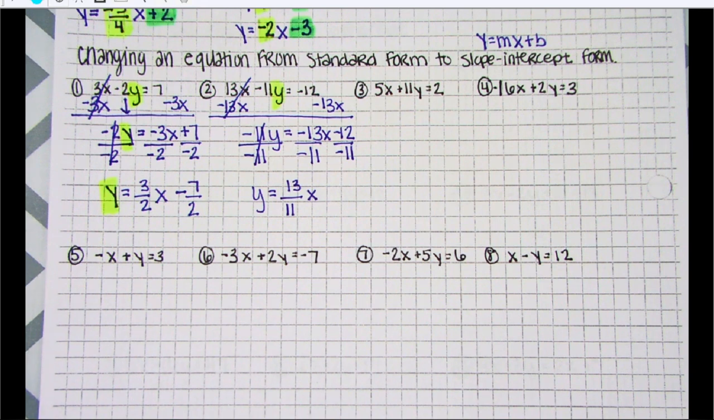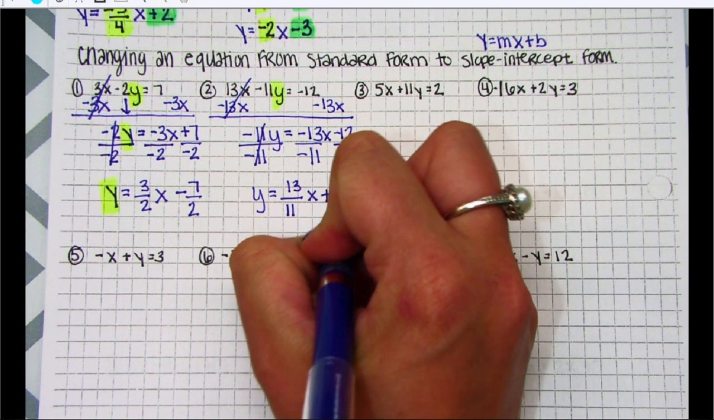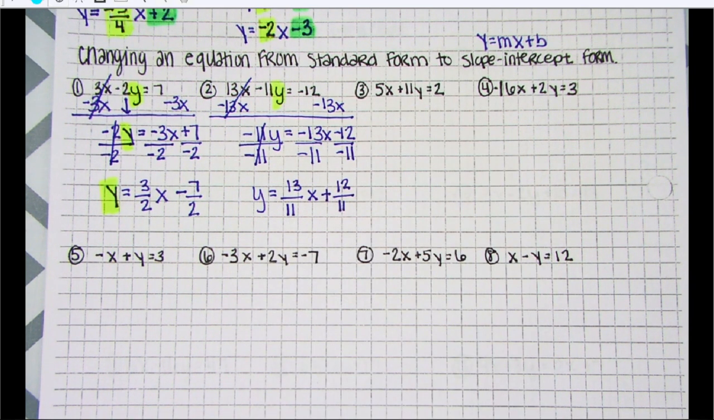What about negative 12 divided by negative 11? It's a positive also. So I'm going to do plus 12 over 11. And I'm not worried about changing that to decimal. That's why I didn't give you any calculators today. We're just going to practice simplifying.